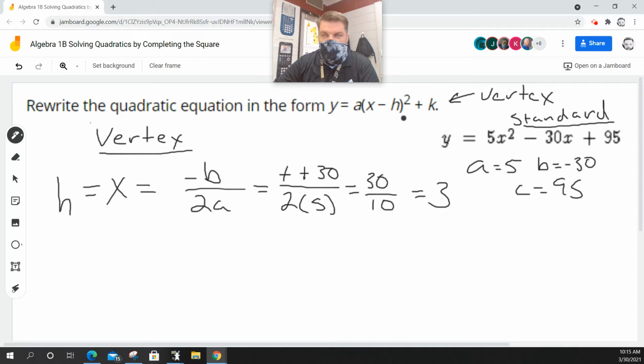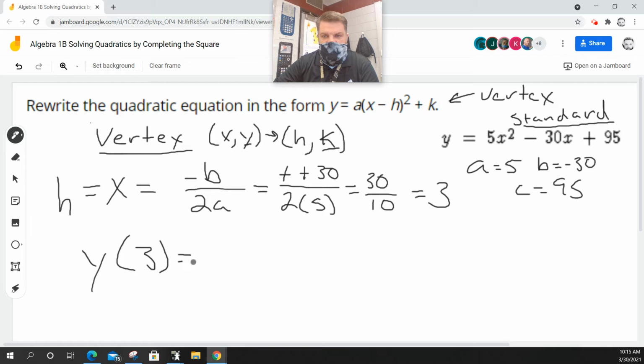Now, if I want to find k, remember that the vertex is written as x comma y. It's a point on the graph, but really it is the value of h, and then f of h, if you want to think of it. Let me rewrite it this way: h comma k. So I just need to find the value of k by finding the value of y. Does that make sense? So I'm going to take this function y of 3.